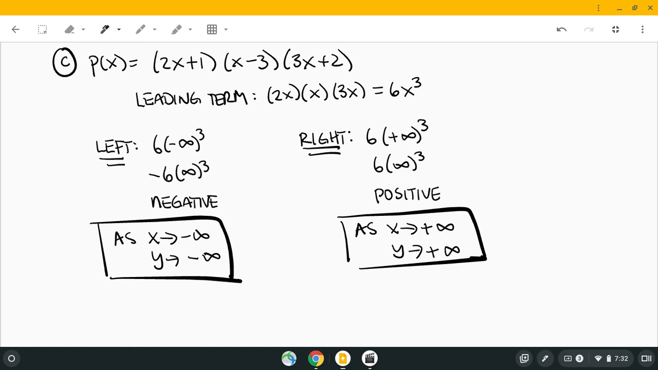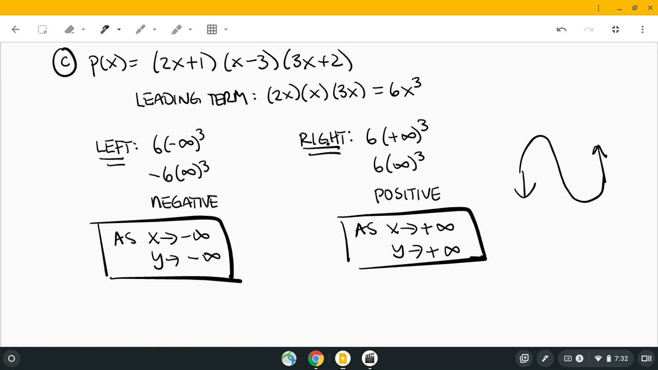All right, so left side, it would fall. Right side, it would go up. And this would have some sort of graph like that. Okay, something like that. Who knows? Something similar. Okay, so that's how you find end behavior.